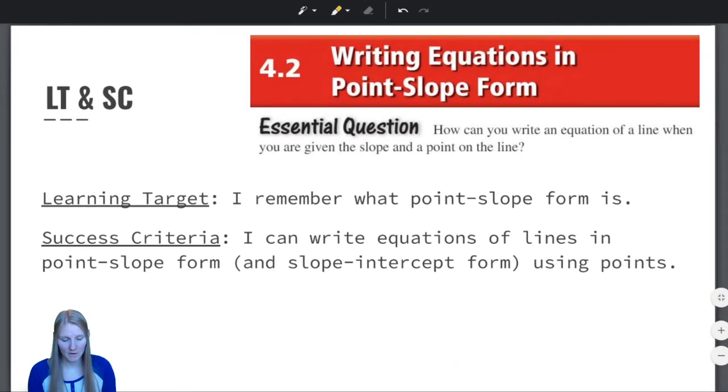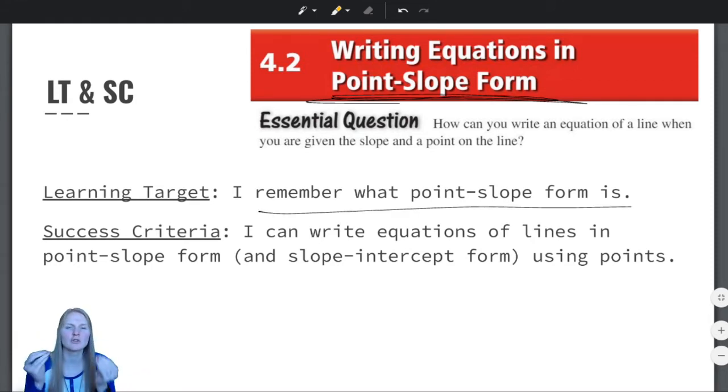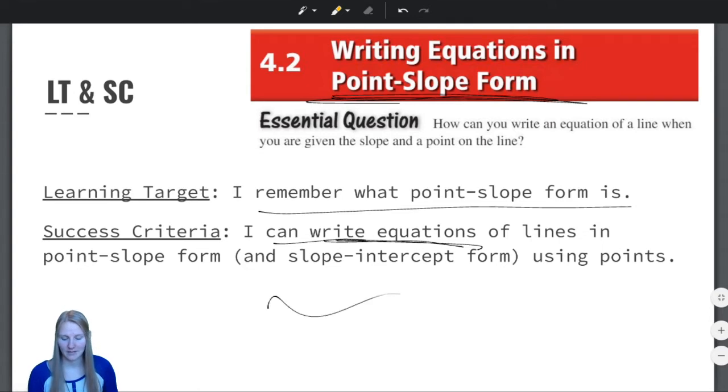Okay, let's go ahead and move on to what we have for today. Today we're going to finish section 4.2, which is about writing equations in point-slope form. And our learning target is that you remember what point-slope form is. You are truly understanding what point-slope form is. And our success criteria is that you can write equations of lines in point-slope form and slope-intercept form, of course, because we know how to change between the two, using points.